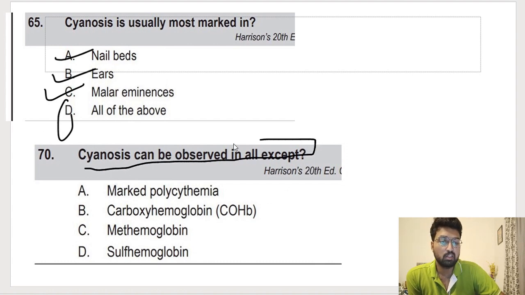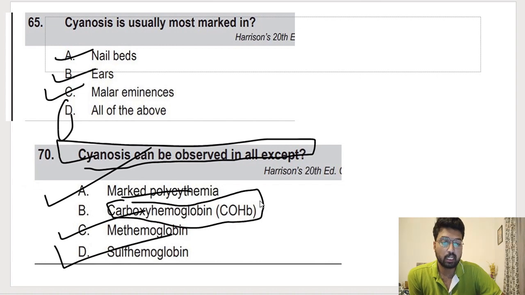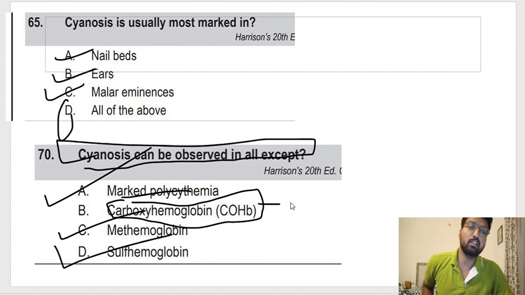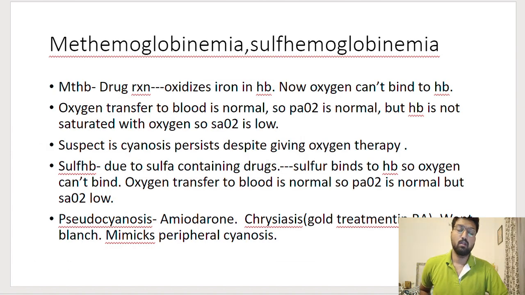Okay, cyanosis can be observed in all except. If there is polycythemia, you will see cyanosis very easily. If there is methemoglobin, cyanosis will be present. Sulfhemoglobin, it will be present. What about carboxyhemoglobin? In carboxyhemoglobin, there is cherry pink discoloration, not cyanosis. Just a few 3-4 points. Methemoglobinemia and sulfhemoglobinemia are very minor causes of cyanosis.